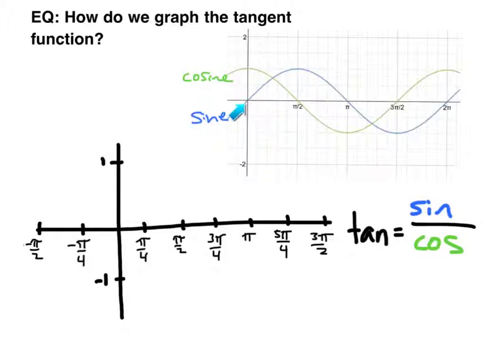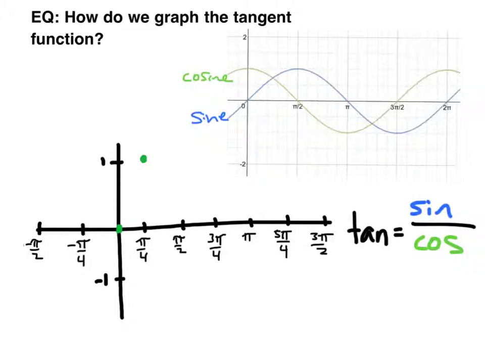So at 0, sine over cosine would be 0 over 1. 0 over 1 is 0. So at 0, I'm here at 0. At pi over 4, which is right here between 0 and pi over 2, both of them are together. Pi over 4 is 45 degrees, right? So they're both square root of 2 over 2. So square root of 2 over 2 divided by square root of 2 over 2 is 1. So at pi over 4, they're up here at 1. Sine over cosine.